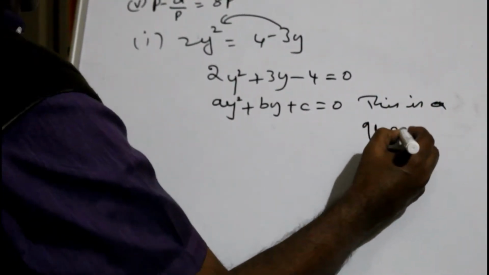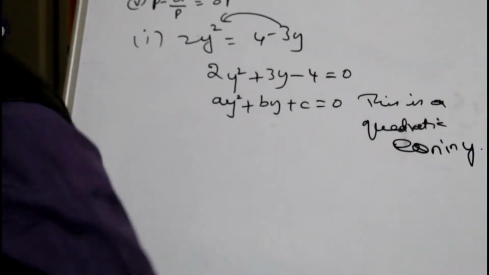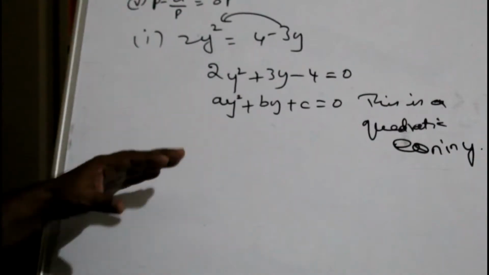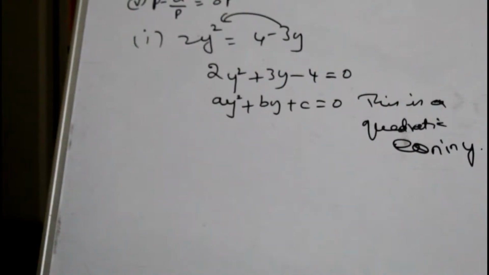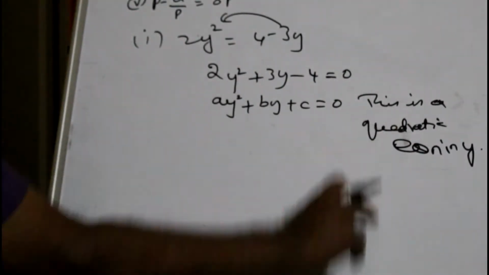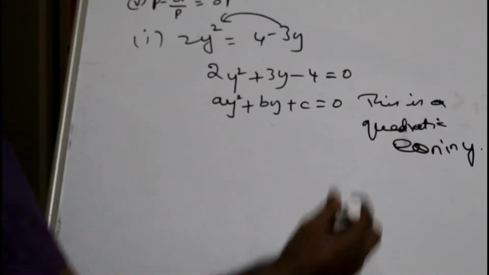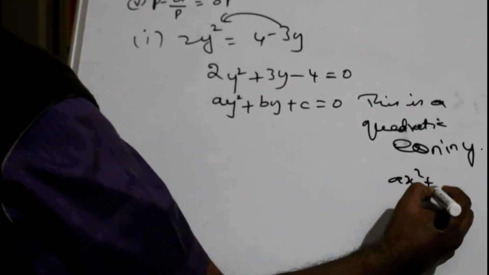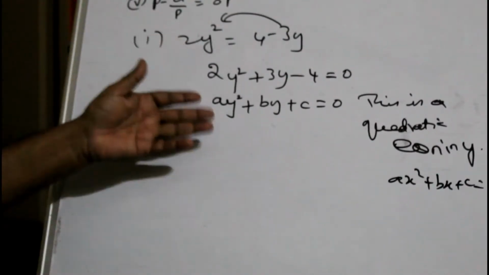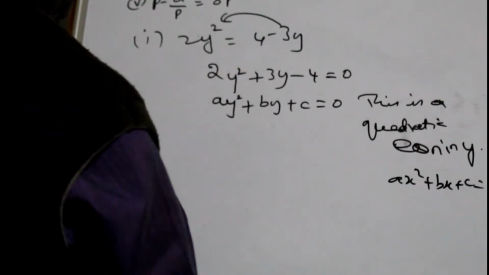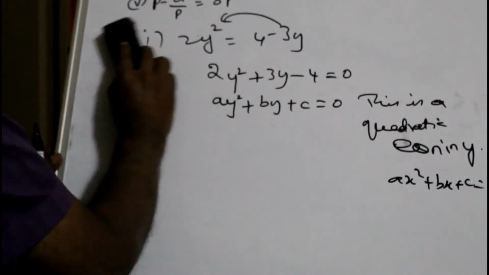So this is a quadratic equation in y. It's not necessary it should always have x. Any variable or any alphabet like y, p, m, a, anything can come. All the 10 sums we saw were quadratic equations in x. Generally they give the format ax square plus bx plus c equal to 0, but it's not compulsory. Sometimes they change the variable to y. Now the first one is a quadratic equation in y because it is of the form ay square plus by plus c.